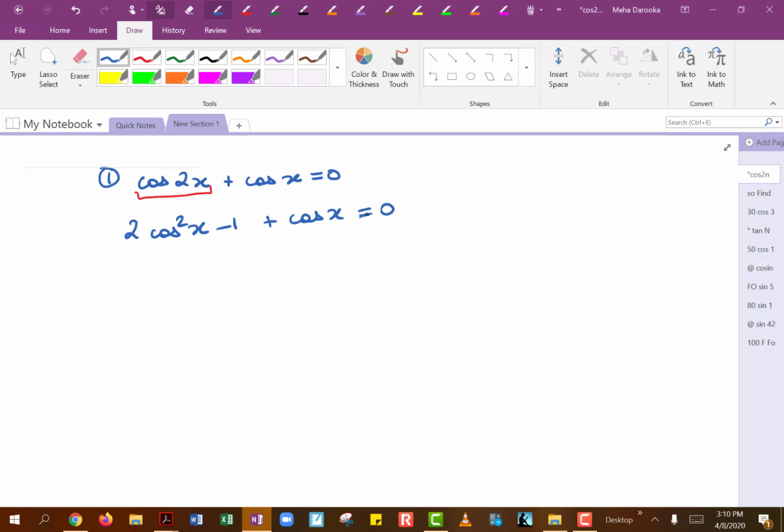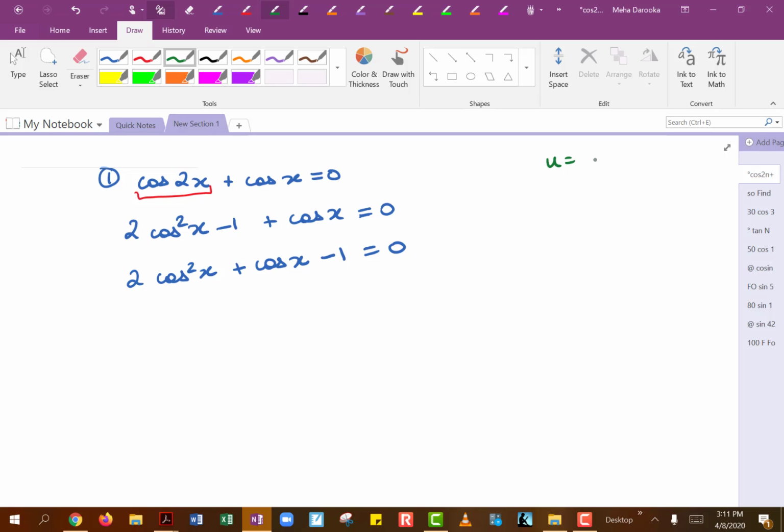And then of course we want to try and see if we can combine any like terms or try to factor this. I'm going to rearrange this. I will have 2 cosine squared of x in the front. I'm going to take this positive cosine of x and put it in the middle, and minus 1 at the end. So I'm actually giving this a quadratic form. And if you give it a quadratic form, then you can easily try and factor it.